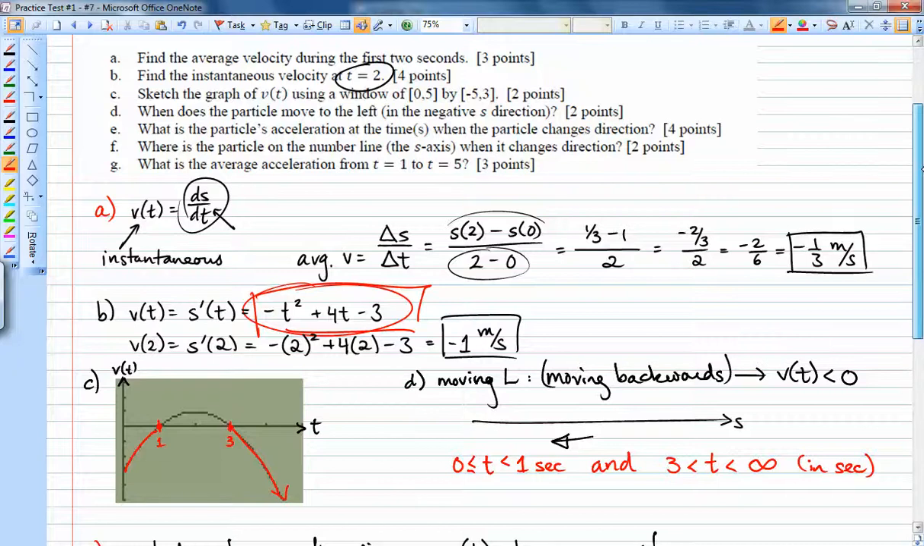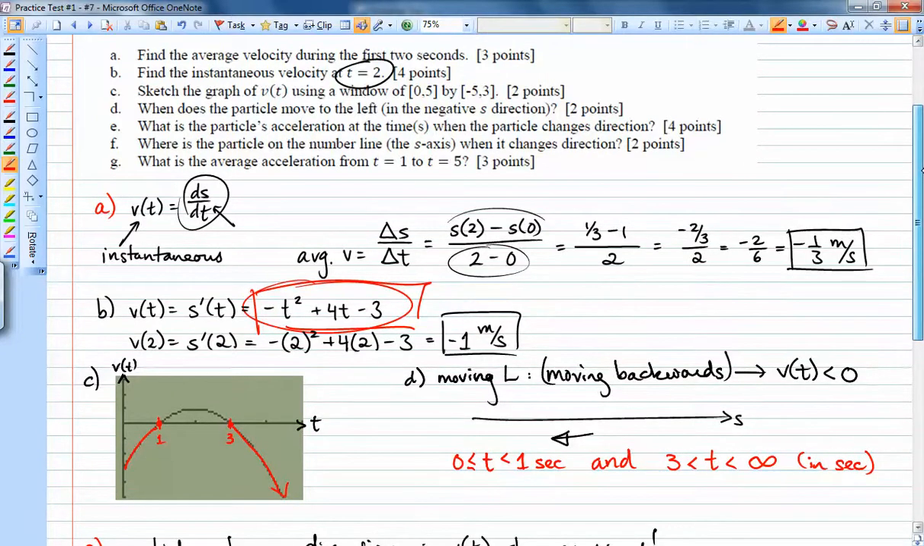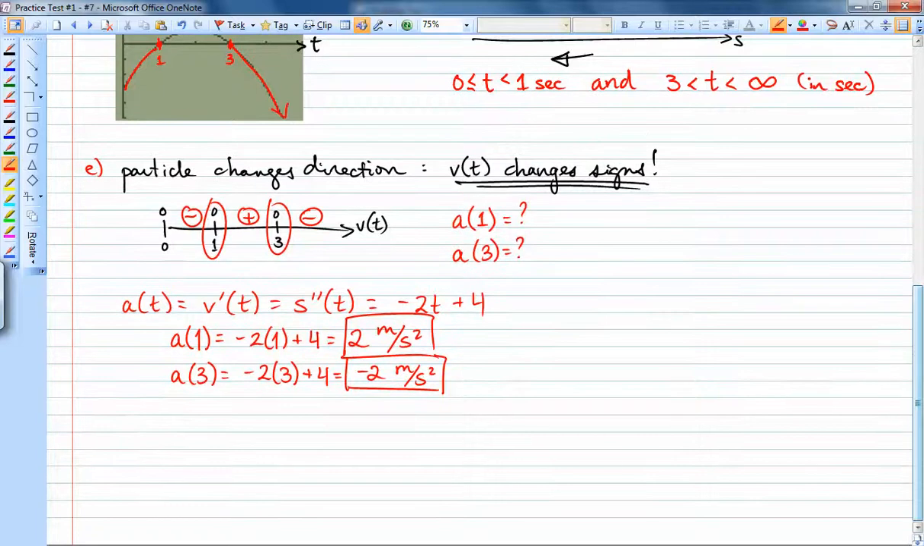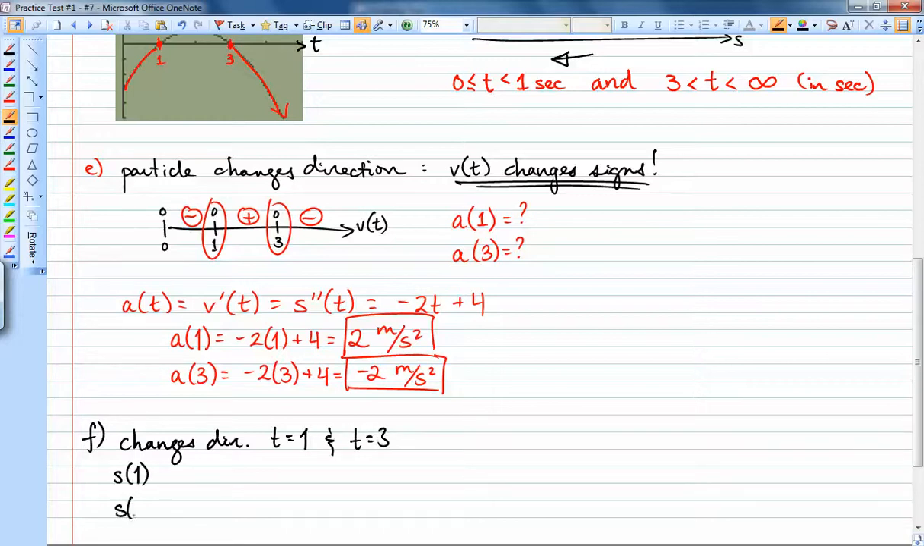Let's see, what's next? Where on the number line on the s-axis is it when it changes direction? Okay, so part F. Since we're trying to figure out where it is on the number line when it changes direction, S tells us its position. And we know that it changes direction when the velocity changed sign. So that was at t equals 1 and t equals 3. And so we need what S of 1 and what S of 3 are.